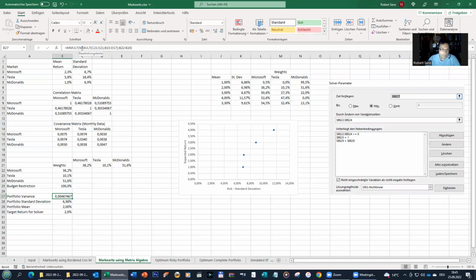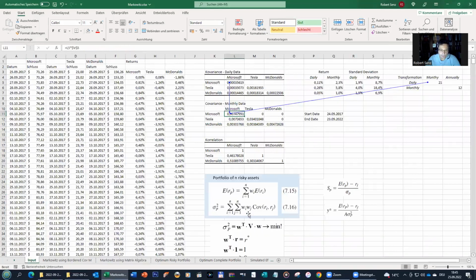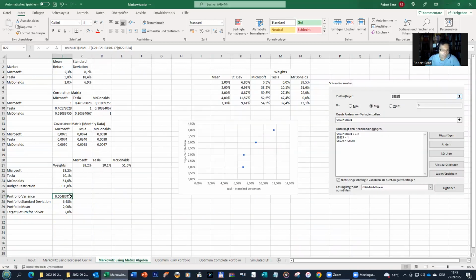And here we have to multiply, it's a matrix multiplication. We have to multiply C21, E21. These are those weights we want to solve for, multiplied with the covariance matrix, and then again multiplied with the weights vector. So it's exactly what it says here. It's exactly this little formula here. Yeah, this is in this cell. So this is probably the most difficult part in this solution procedure.